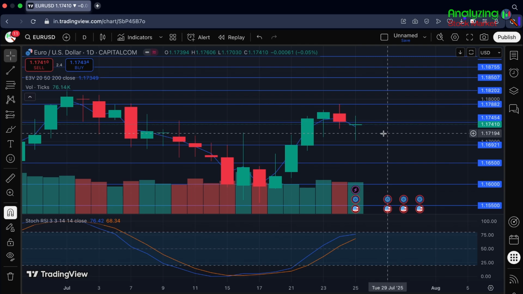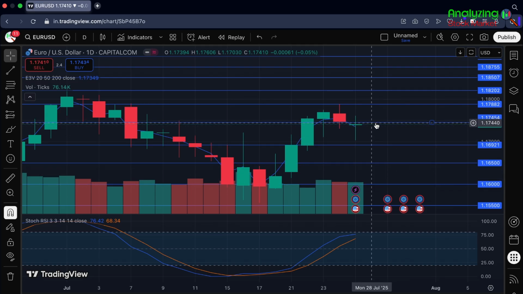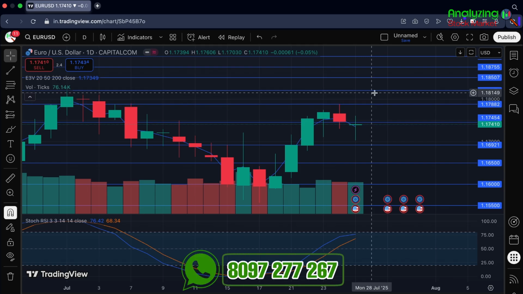Here the direct support is 1.16921 and the direct resistance is 1.17454. After the direct support, there is a support at 1.16500 and then 1.16000. After the direct resistance, there is a resistance at 1.17882 and then 1.18202. These are some important support and resistance zones, so do mark the same levels on your chart as well.